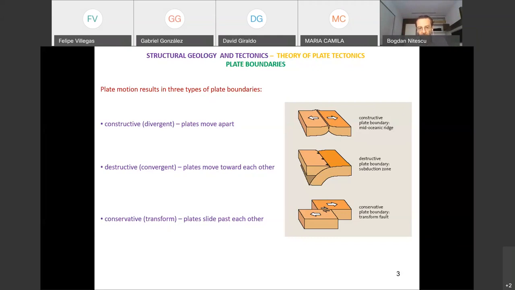And the third type is what's called the conservative type of boundary. That means that there is no construction or no destruction. It's conservative. Nothing happens in terms of generating new lithosphere or getting rid of old lithosphere. So it's just that the plates slide past each other at this type of boundaries. They are also called transform boundaries, and the type of fault is called transform fault, if you want. But we will detail now each of these types.